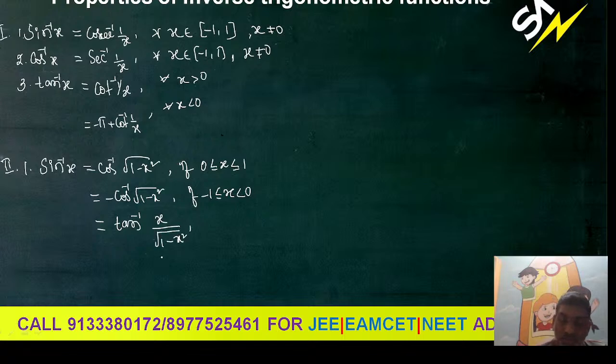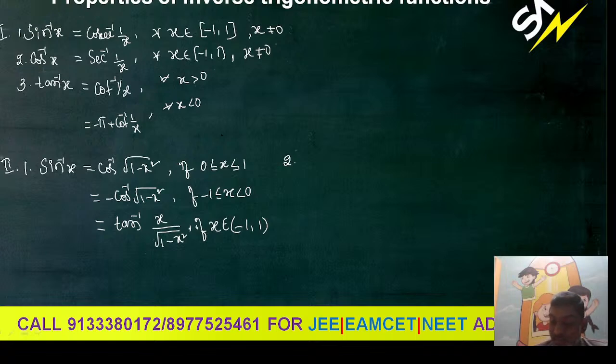X divided by under root of 1 minus x square. What could be the formula here? If x belongs to the open interval minus 1 comma 1, then tan inverse of x by under root of 1 minus x square will come.